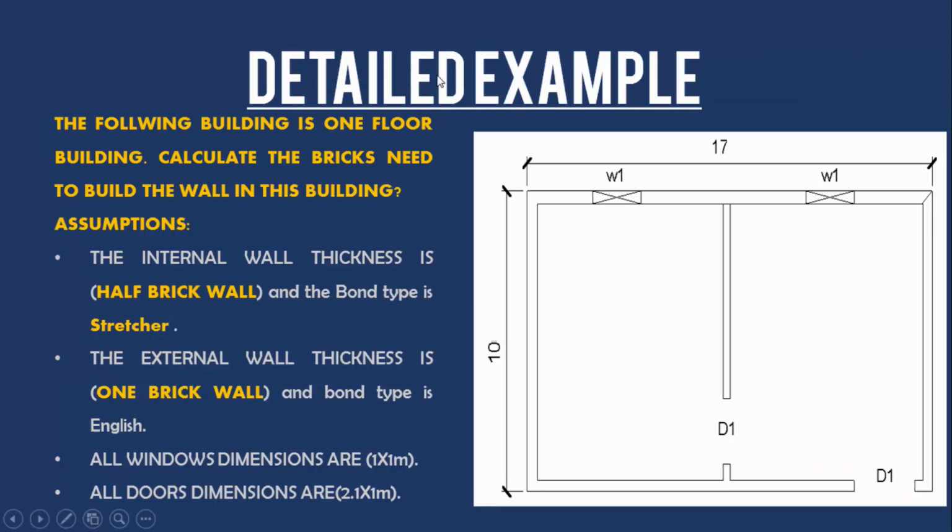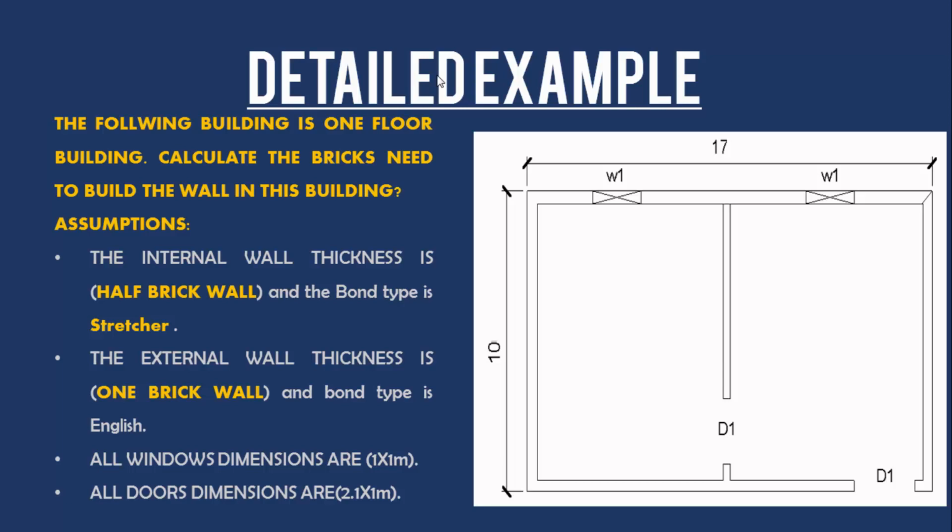Detailed example. The following building is a one-floor building. Calculate the bricks needed to build the walls in this building. Assumption: the internal wall thickness is a half-brick wall and the bond type is stretcher. The external wall thickness is a one-brick wall and the bond type is English.